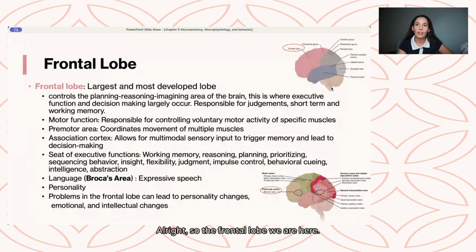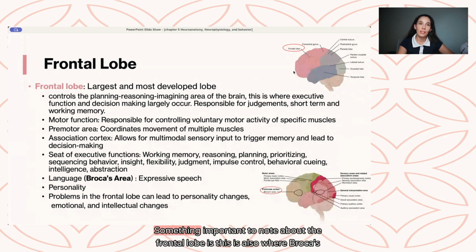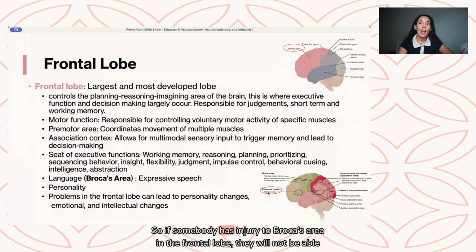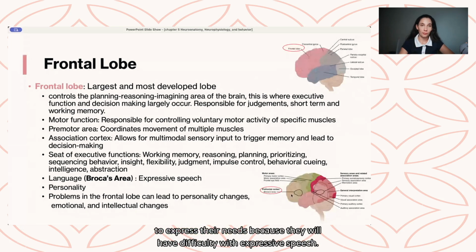Something important to note about the frontal lobe is this is also where Broca's area is. And this is expressive speech. So if somebody has injury to Broca's area in the frontal lobe, they will not be able to express their needs because they will have difficulty with expressive speech. They will be able to understand what you're saying, but they will not be able to express what they feel.